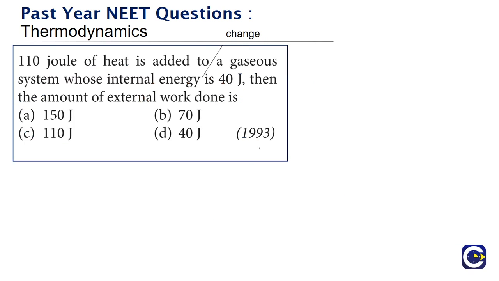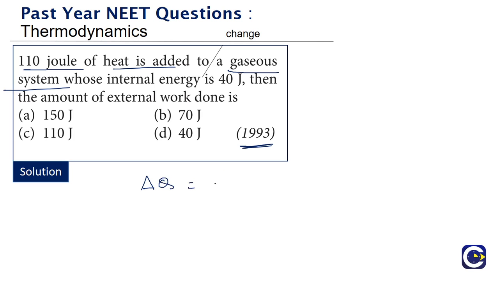Next we have a question based on the first law of thermodynamics. This has come in the year 1993. It's a straight question. 110 joules of heat is added to a gaseous system. Means what? The heat added, delta Q. Heat added means what? Positive, right? Will be what? 110 joules.